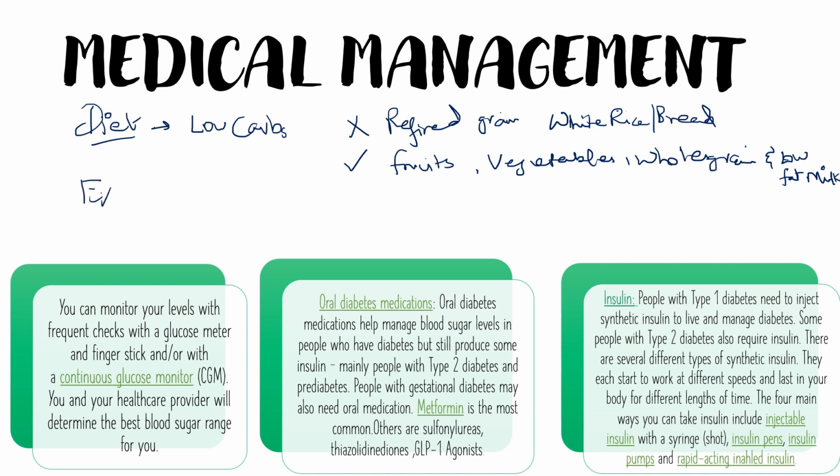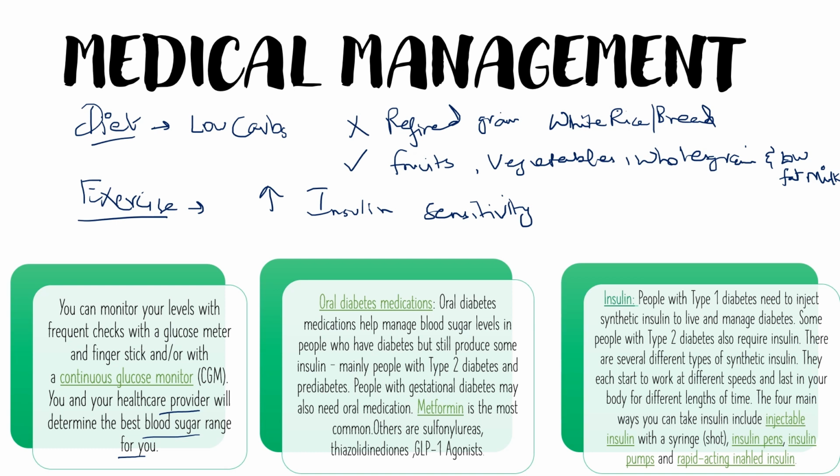Other than this, exercise also plays a pivotal role in increasing the insulin sensitivity. And type 2 diabetic patients should have a regular regimen of exercise. You can monitor your blood glucose levels with a glucometer at home, and this gives the healthcare provider the best blood sugar range for you. This decides whether you need oral diabetic medications or insulin.